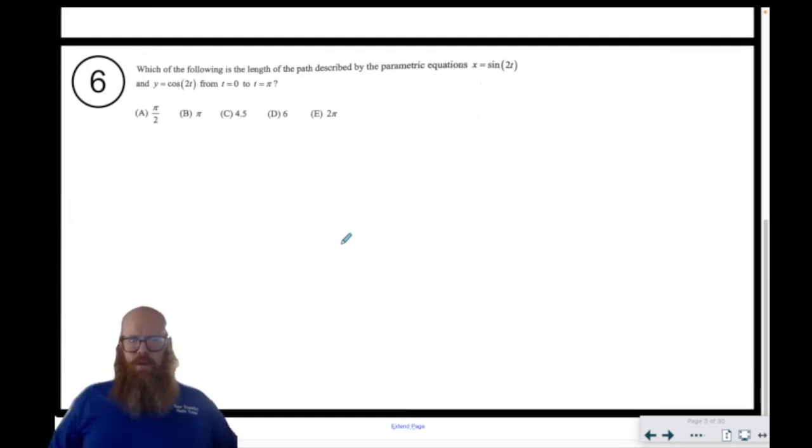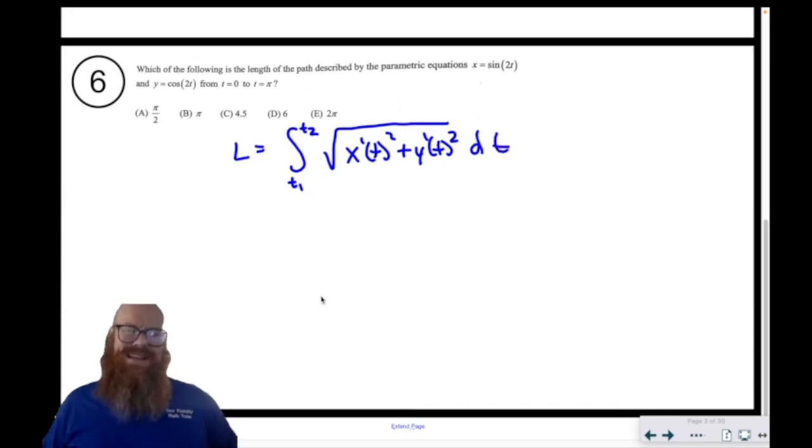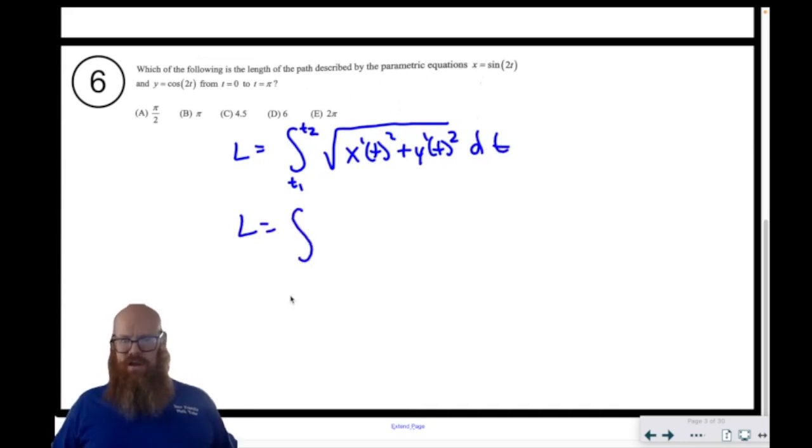All right, let's keep going. We got number 6 here. Which of the following is the length of the path of the parametric equations? We need to know this formula. Arc length is the integral between our two values, which I'm going to write right now as t sub 1 and t sub 2 because I'm just writing out the formula. And then it's the square root of x prime of t squared plus y prime of t squared. We got a little bit of Pythagorean theorem going on here. This is just the arc length formula. So this is just a simple plug and chug, at least to start.